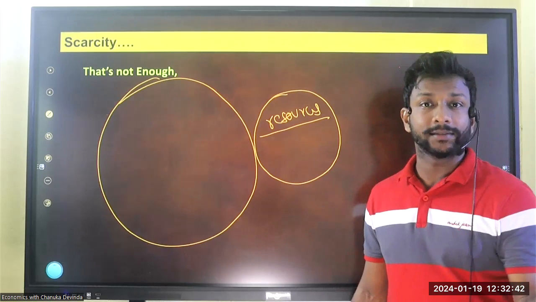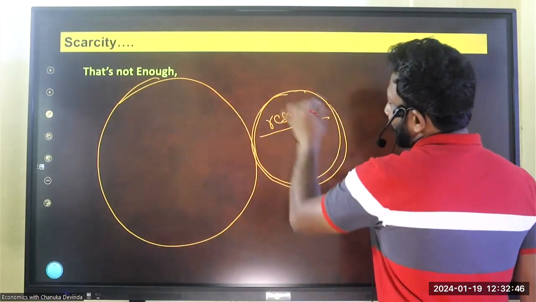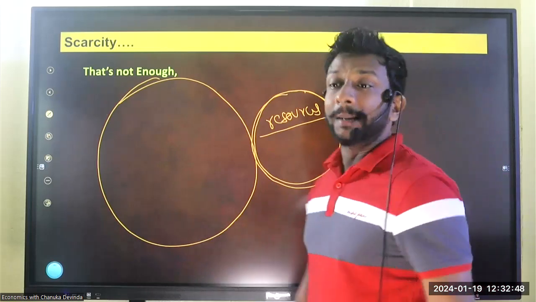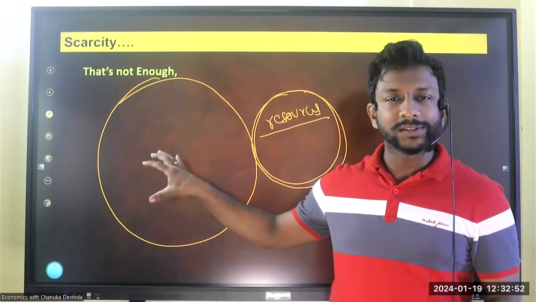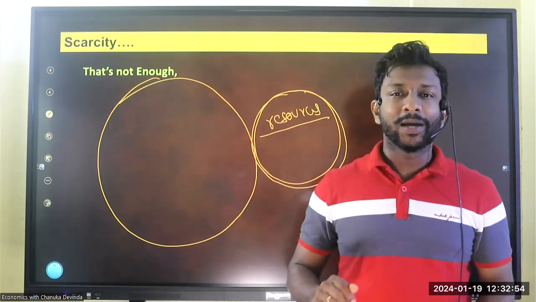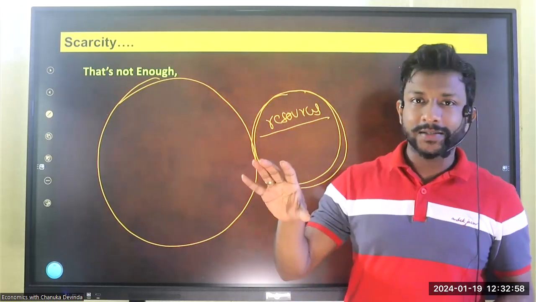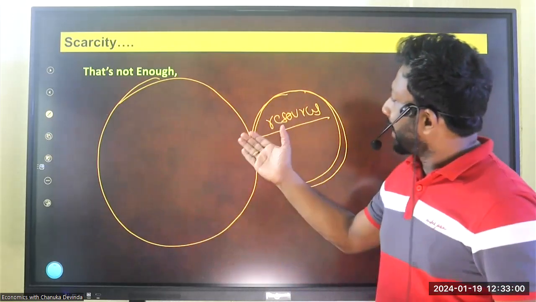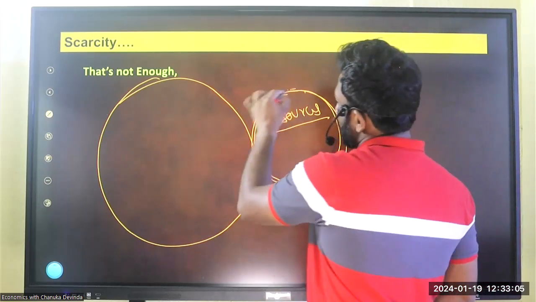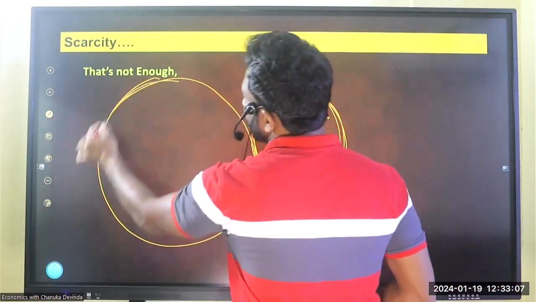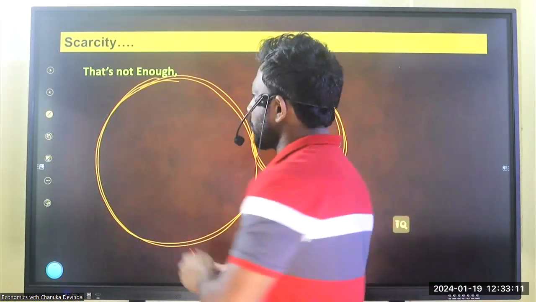I didn't see that, right? So that's the thing. This scarcity concept is a comparative concept. By looking only at the human wants or only at the resources, we can't say there's scarcity. Scarcity arises because there are limited resources compared to unlimited human wants. That's the thing, right?